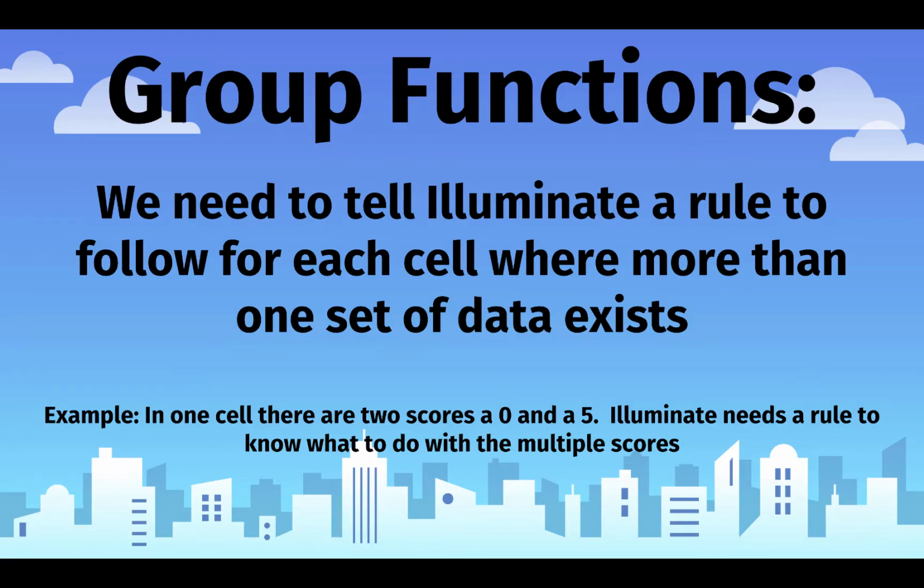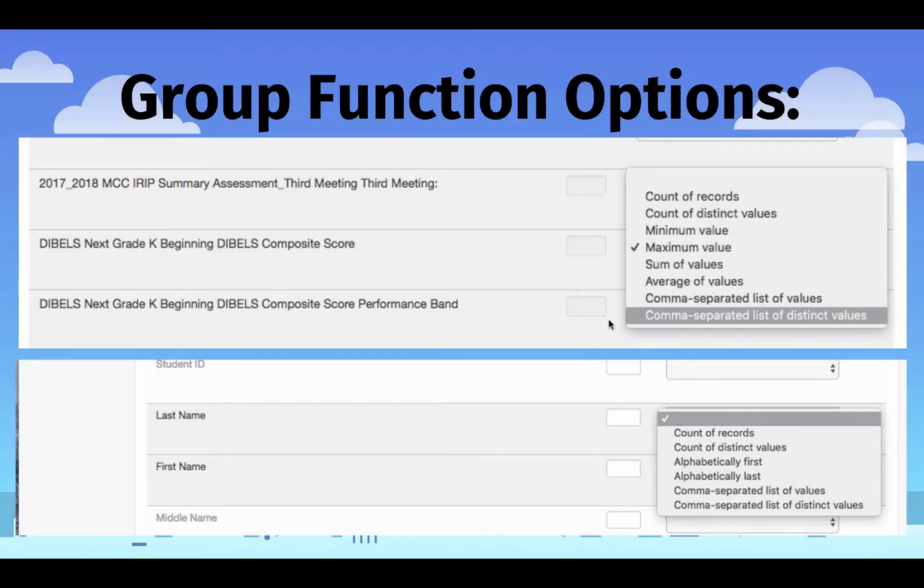Group functions are the rules that Illuminate follows when there's more than one score for the same cell. There are many different rules that you can tell Illuminate to follow, but there is one rule in particular that we use quite often: comma-separated lists of distinct values. What this will do is tell Illuminate that the cell will have a comma-separated list of values and not repeat the same value.